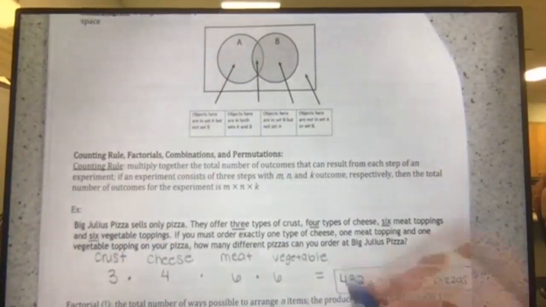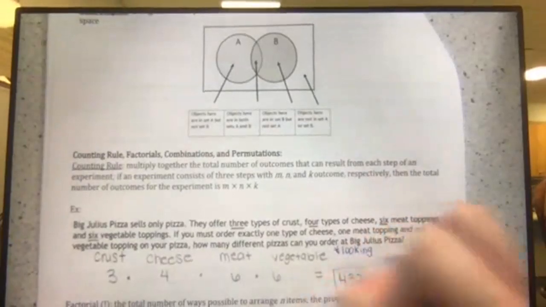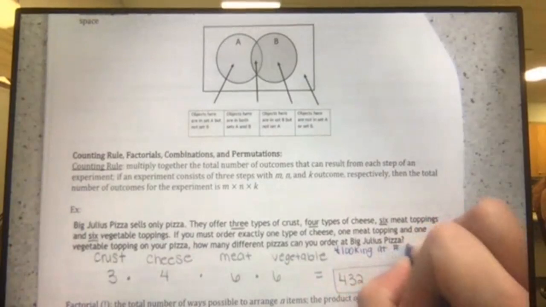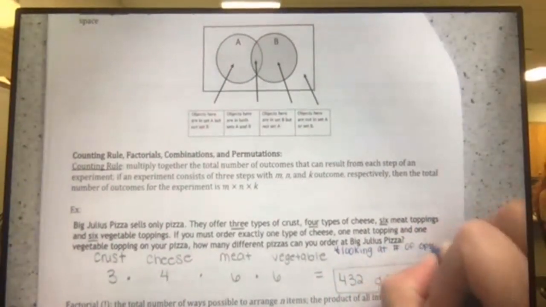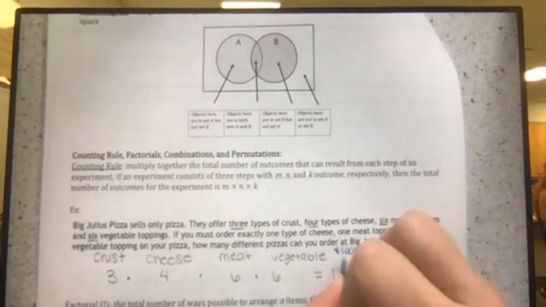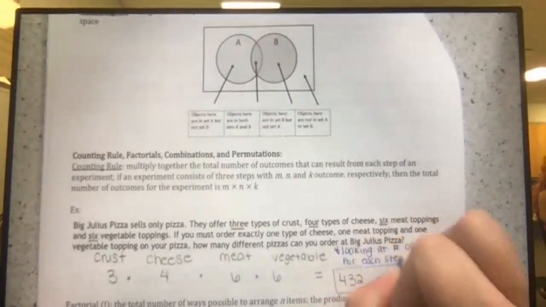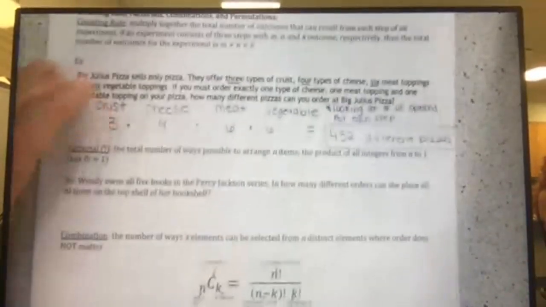So for this, a little note, we're looking at the number of options for each step. Looking at the number of options for each step, that's what gives us the counting rule.